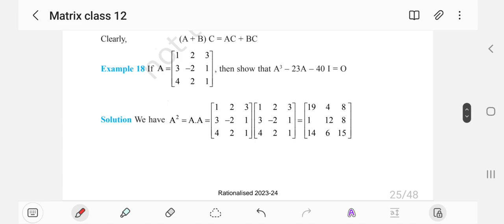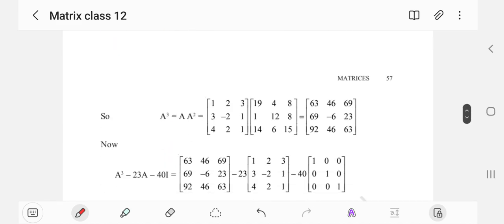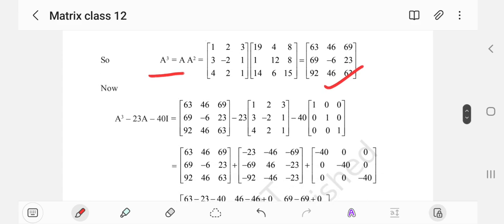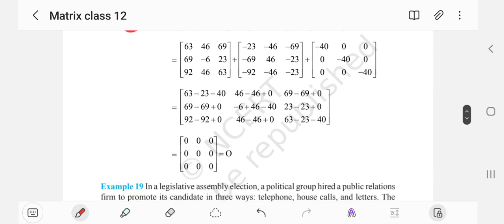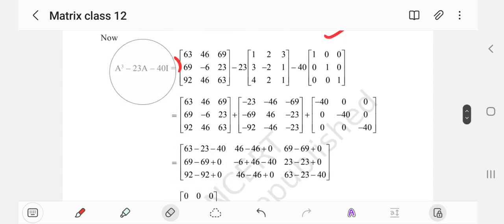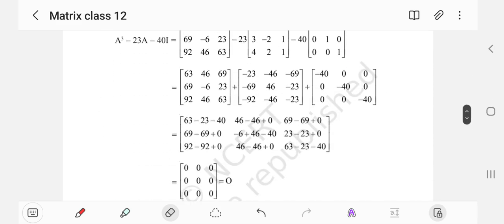Here we first find A square, we get this matrix. Then this A square is multiplied with A, we get this matrix. Now we will separately find this and this and do the necessary calculation. Finally we get this, right? This is just simple calculation, nothing else.